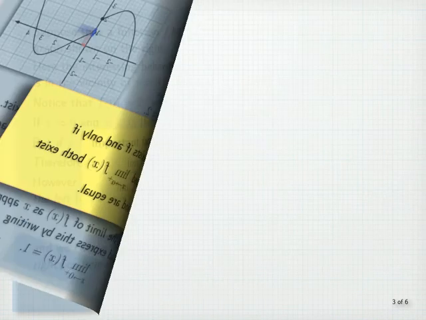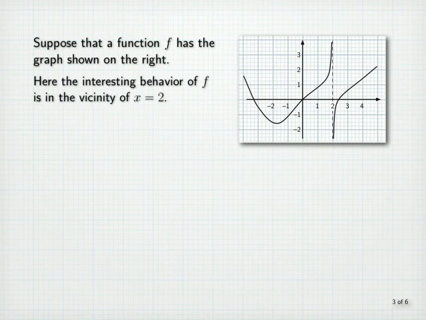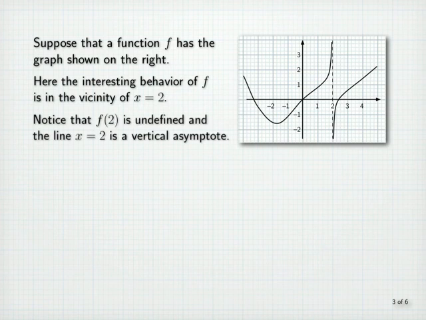Another example. Again, suppose that f is the function whose graph is shown on the right. Here the interesting behavior of f is in the vicinity of x equal to 2. Notice that f of 2 is undefined, and the line x equals 2 is a vertical asymptote.